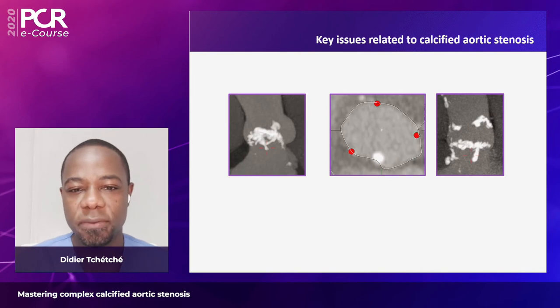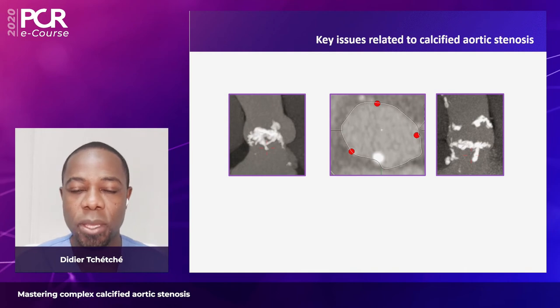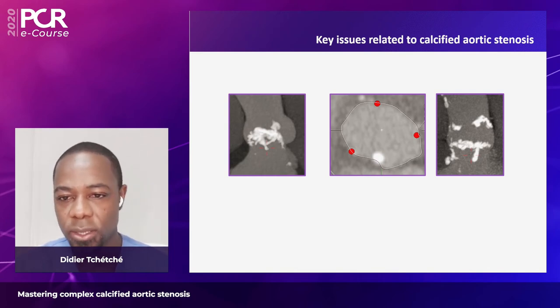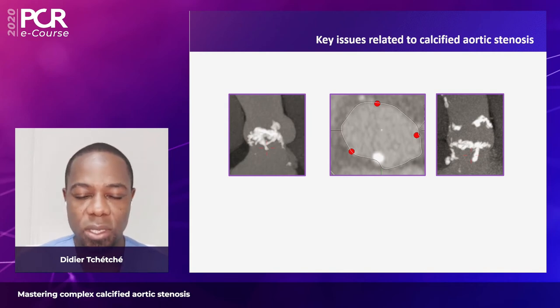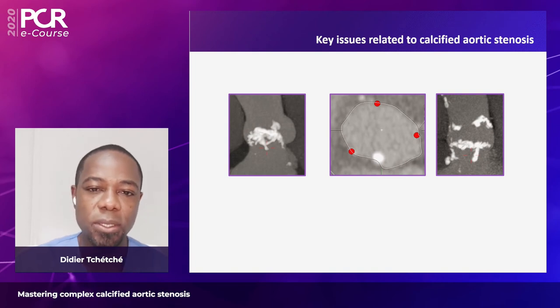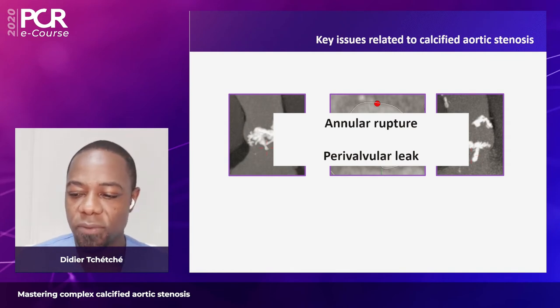When we talk about severely calcified anatomies, we have to understand that the calcium may be located at the level of the leaflets. It may also be located at the level of the aortic annulus, sometimes as a very localized chunk of calcium, or it may be a diffuse pattern concerning the leaflets, the aortic annulus, and the left ventricular outflow tract, apart from the rare situation that we've seen in that typical clinical case with the caseous degeneration. All these situations carry a risk of annular rupture, as we've discussed, and perivalvular regurgitation, and these are the things that we have to keep in mind when it comes to device selection.